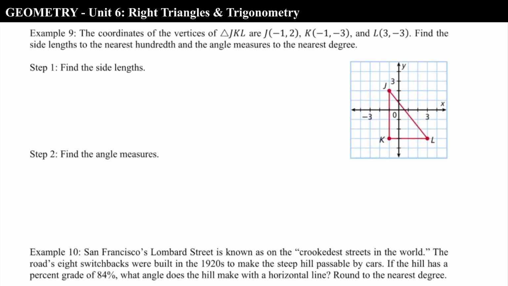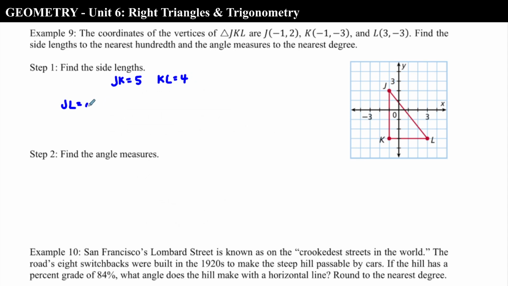All right, example 9. The coordinates of the vertices of this triangle are given here. We're going to find the side lengths to the nearest hundredth and the angle measures to the nearest degree. So let's start with the side lengths. The easiest ones are JK, because that we can just count. 1, 2, 3, 4, 5. 5 units. And KL, which again is easy. We count that. 1, 2, 3, 4 units. But you are going to have to use the distance formula to find the hypotenuse.